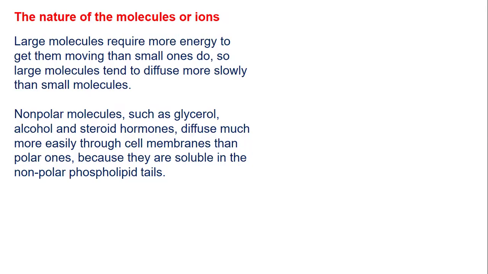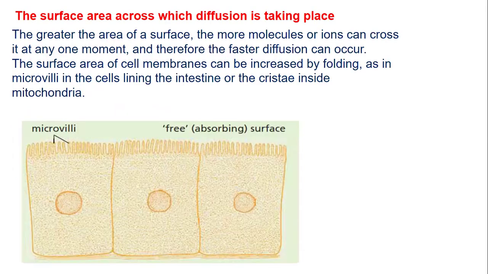We can also look at the nonpolar molecules, such as glycerol, such as steroid hormones. Such molecules usually diffuse faster. Why? Because they can easily pass through the cell surface membrane because they are not going to be repelled by the hydrophobic phospholipid tails. So if they are crossing the cell surface membrane, they will be able to cross faster compared to the polar molecules that cannot cross the cell surface membrane.